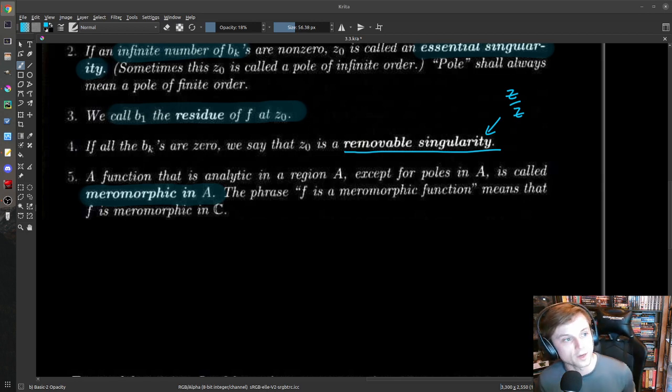What is the etymology of meromorphic? Holo means whole, while mero means part. So you can think of holomorphic, or as we've been calling them, analytic functions, as wholly good, while meromorphic ones are partially good. They have a part that's good.